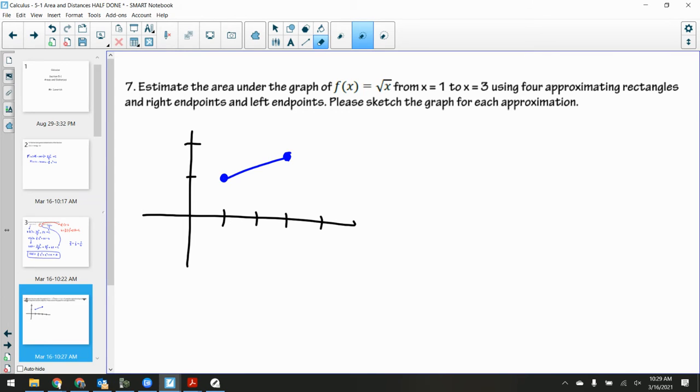All right. So I want to find the area under the curve. So what I'm getting at here is I want to find this area. That's the area that I'm looking for. Find that area.